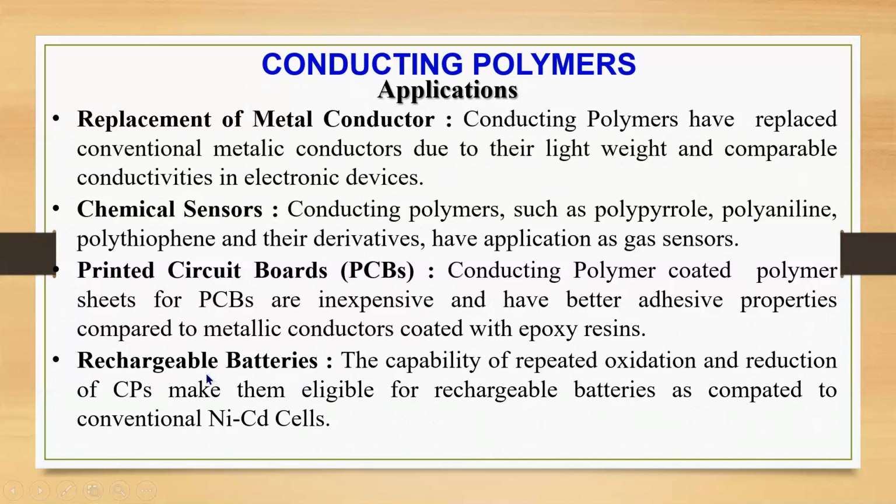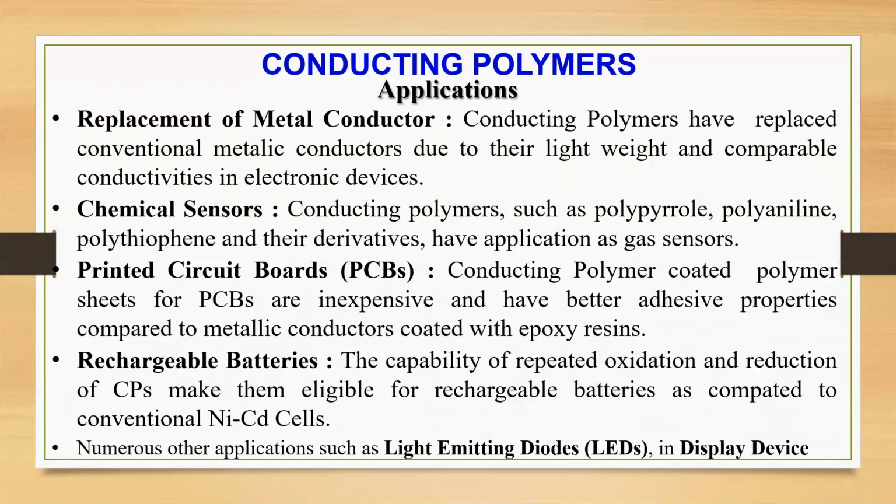Then in fact, they have replaced nickel cadmium cells with conducting polymers due to their capability of repeated oxidation and reduction. So since they can be repeatedly oxidized and reduced, they can be used in rechargeable batteries. There are a tremendous number of applications which cannot all be listed here, but we have listed some of them. And then they have application in light emitting diodes and in display devices and whatnot. These are some of the applications of conducting polymers.